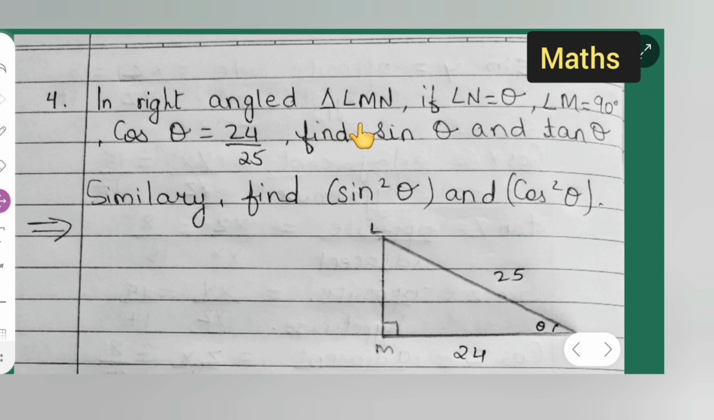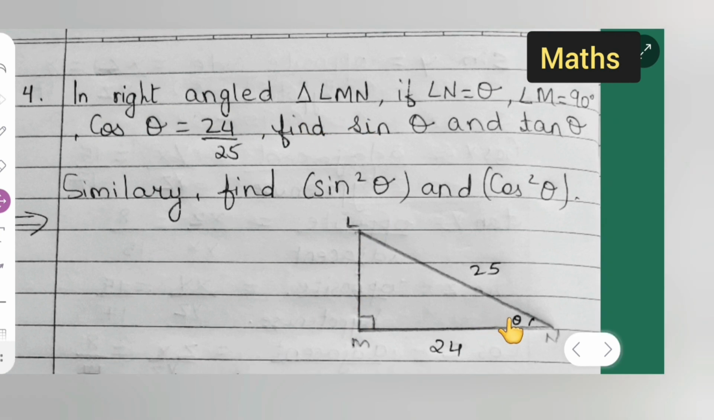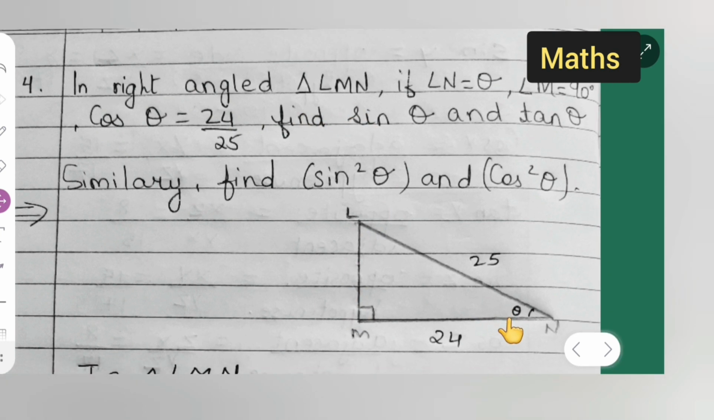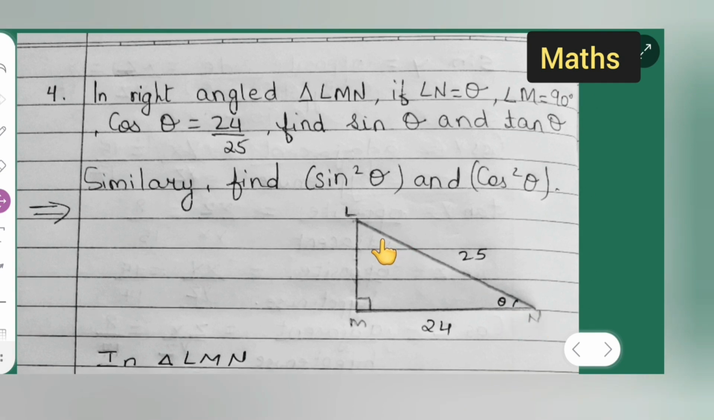So in right angle triangle LMN, this is a right angle triangle LMN. Angle N is equal to theta, angle M is 90 degrees, and cos theta is given to be 24 upon 25. We need to find sin theta and tan theta. Similarly, we need to find sin square theta and cos square theta.